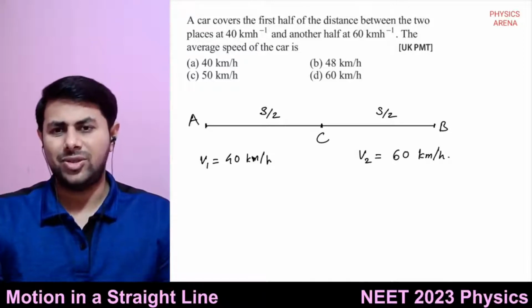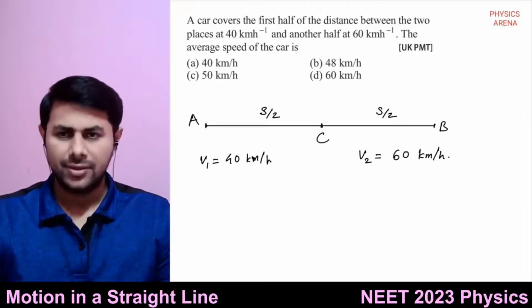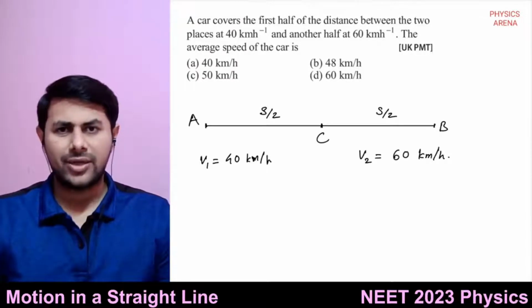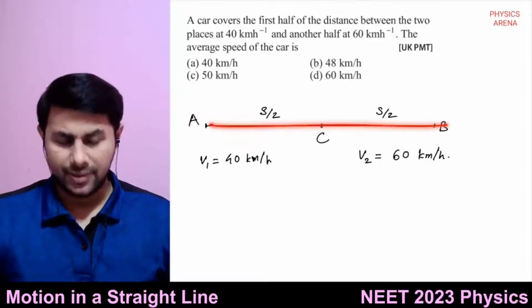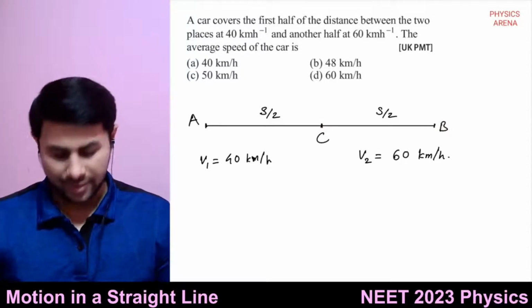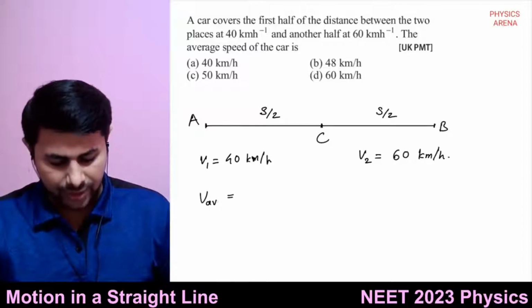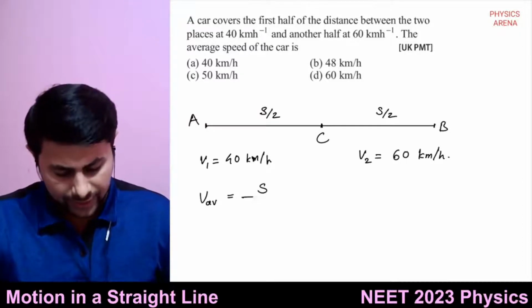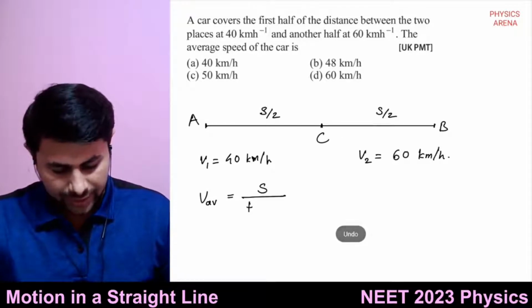Just tell me the definition of average speed. It is V equals distance by time, right? Average speed equals total distance divided by total time, right? So we know the total distance, it is S, but we don't know the total time. So we need to find the total time, right? So average speed is equal to total distance, which is S, divided by total time.